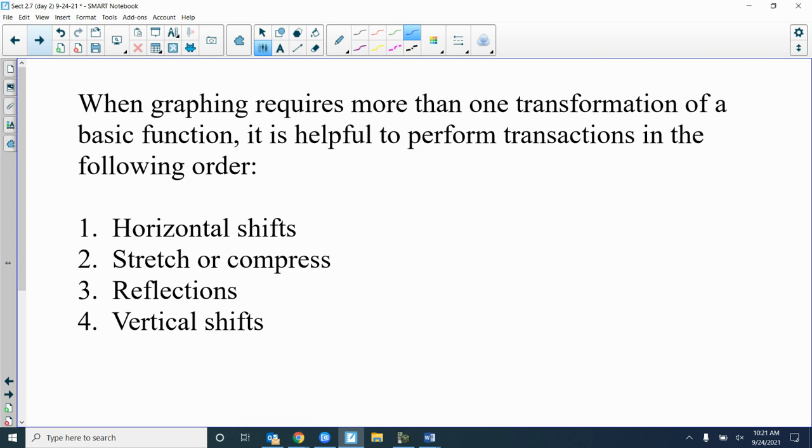Here's a little saying to help you remember this, courtesy of Jim Bradkovich. High school RV. It doesn't really mean anything. High school, H for horizontal. SC, school for stretch compress, and then RVs, everybody's recreational vehicle. So remember it in that order. Horizontal, stretch or compress, reflect, vertical shift. Okay, you do that, and then you'll be good.